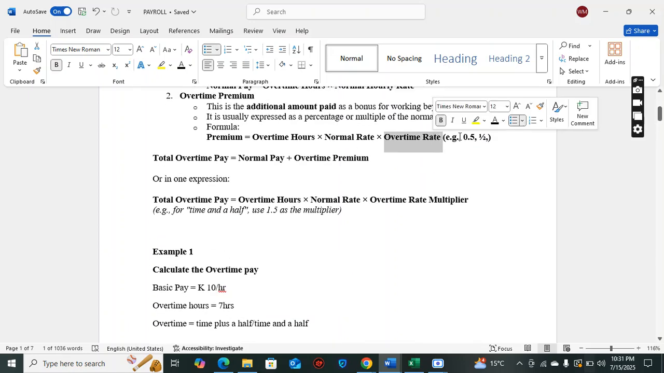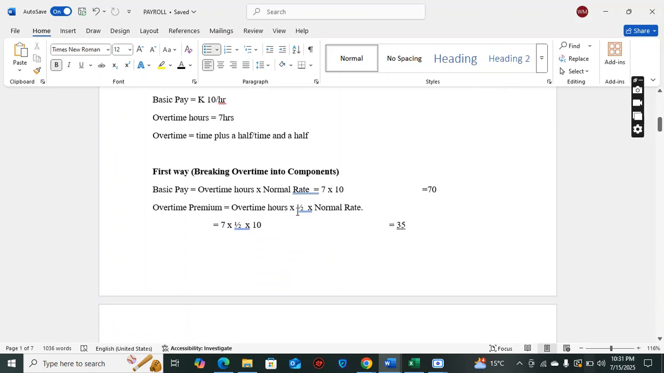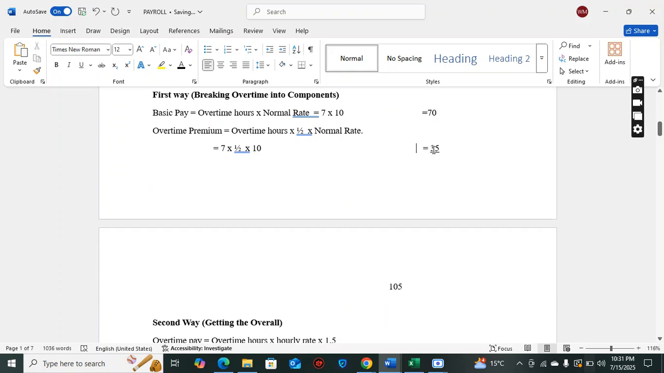This overtime rate, which can be 0.5 or half, times the normal rate. So we're going to say 7 times a half, that is 3.5. 3.5 times 10, 35 kwacha. So that's the overtime premium. So 70 plus 35 kwacha, you get 105 kwacha. That is the first way, where we break the overtime into its components, the basic part of the overtime and the overtime premium.